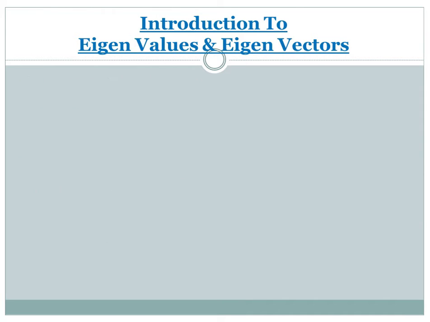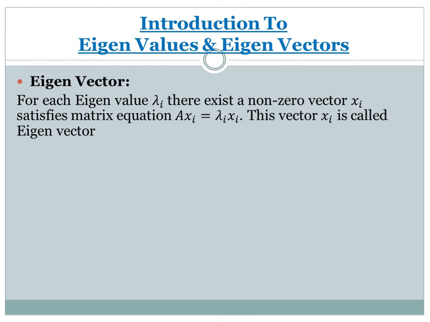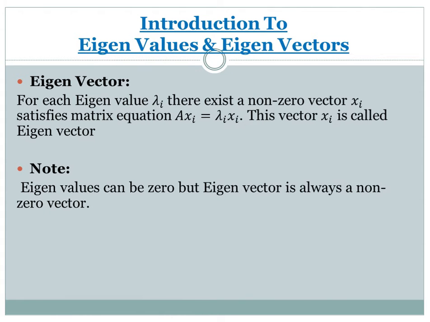The most important point is the eigenvector. For each eigenvalue lambda i, there exists a non-zero eigenvector xi which satisfies the matrix equation A xi equal to lambda i xi. So this vector xi is called the eigenvector. The important note is that eigenvalues can be 0, but an eigenvector is always a non-zero vector. So for a 0 eigenvalue you will get a non-zero eigenvector.